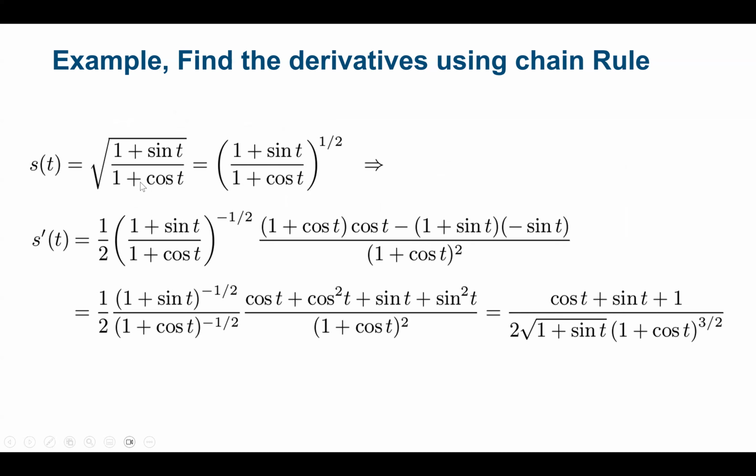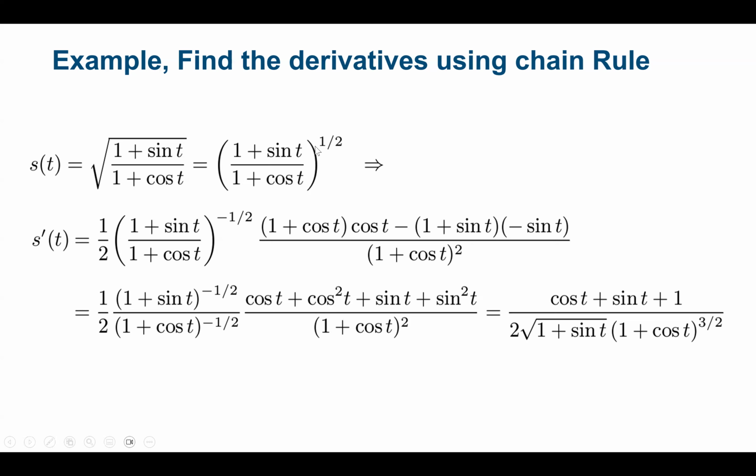Okay, so now let's see our chain rule here. Find the derivative of s at t equal to the square root of (1 plus sine t) divided by (1 plus cos t). As we said, square root is the same as exponent of half. Now here we have to be careful. We have a quotient rule, which means we have to find the derivative of the top and the bottom: the derivative of the numerator times the denominator minus the derivative of the denominator times the numerator, all divided by the denominator squared. This is when we are using the chain rule.